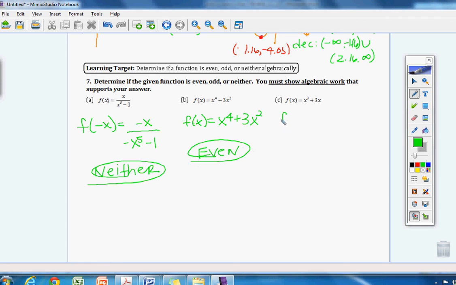And the last one, a negative number raised to the 3rd is going to keep it a negative number. And then a negative number will switch that to be negative 3x. Now both sides went from positive to negative, so this is odd.